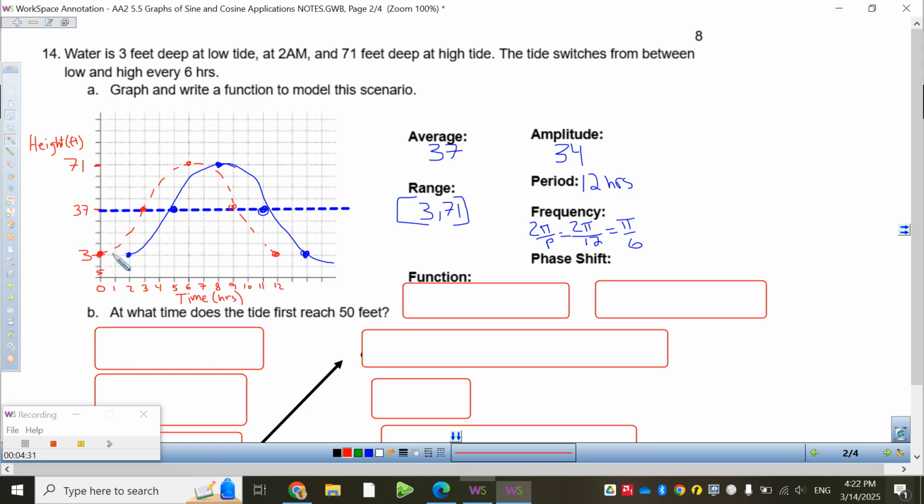Okay, so that would be just our regular cosine graph. That could be our starting one, and we see that this graph is shifted over by 2 units to the right for all of these points. Okay, and so our phase shift, we could say, is 2 hours to the right.